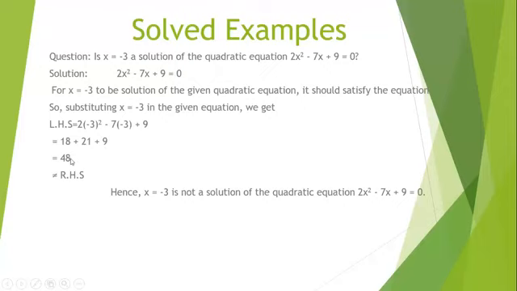Now this 48 is not equal to 0. Means after solving it, we are not getting the answer 0. So 48 is not equal to right hand side. Therefore, x equal to minus 3 is not the solution of the given equation. If this comes 0, then we will write yes, x equal to minus 3 is the solution of the equation. Or it may not be always 0. Whatever is given on the right hand side should come after substituting the given value of x.